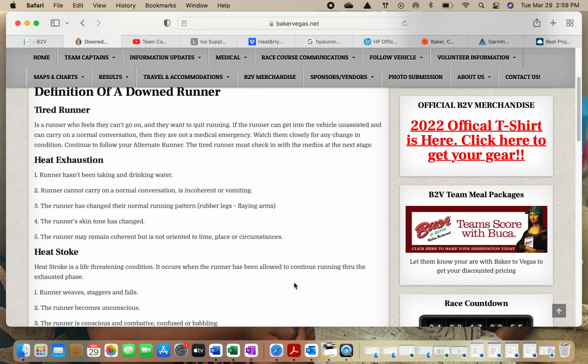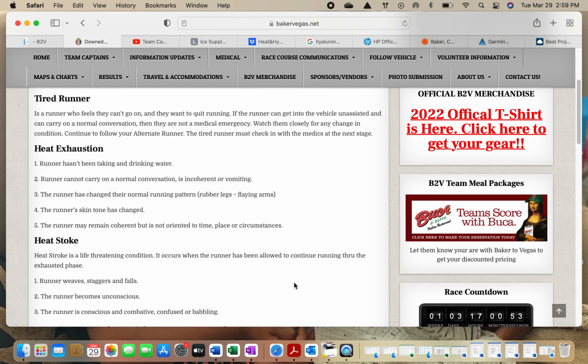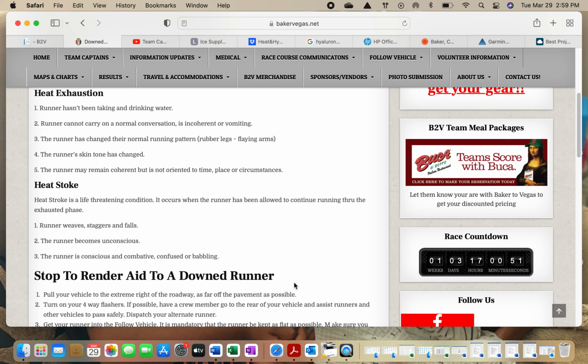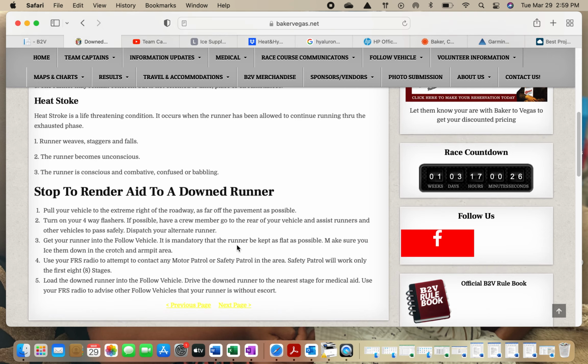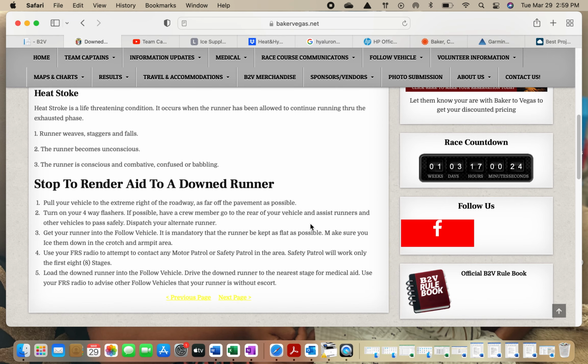Again, talks about downed runner, heat exhaustion, heat stroke. It is going to be hot. One thing that is recommended, obviously outside of cold water, is you may want to fill an ice chest with cold water and sponges. So the sponges will help. You can hand the sponge to your runner. They can take the soaked sponge, put it on the back of their neck, and try and keep their body temperature down. This is a tactic that works really well. So it may be something that you consider.